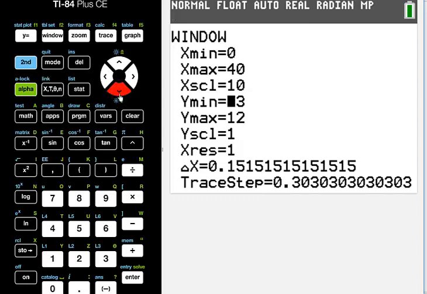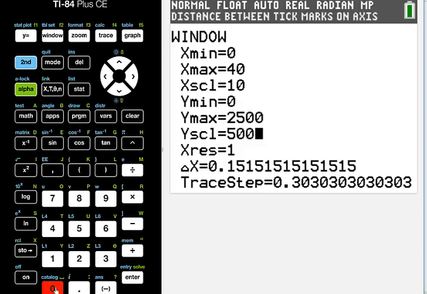The y information in this problem was the people. Well, I don't have negative people, so I think 0 is a good starting point. And then the maximum, well, remember, we're trying to figure out something about when this population is 2,200. How about I go to 2,500 as a nice round number, and I will count by 500s. I feel like that's going to give me a decent picture. I can always adjust it if I need to.